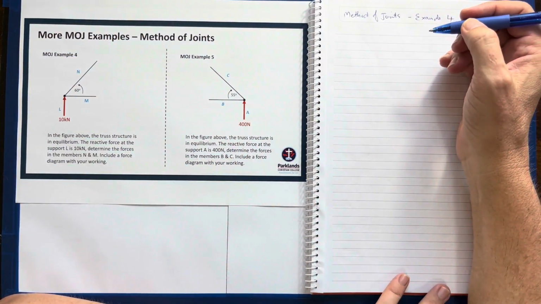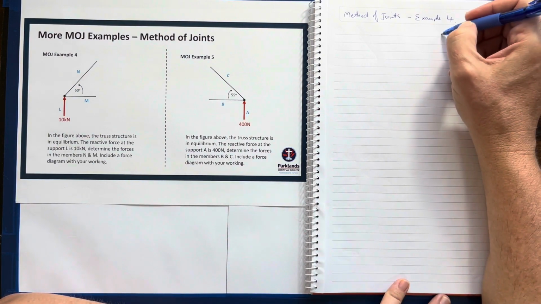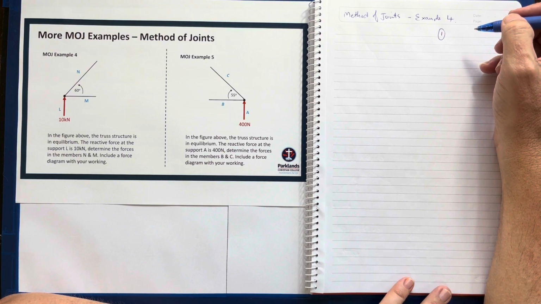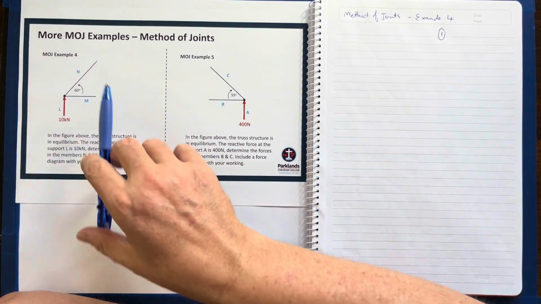First things first, I'll work out what I am trying to solve. What members am I trying to solve? And what do I know? So let's read the example.